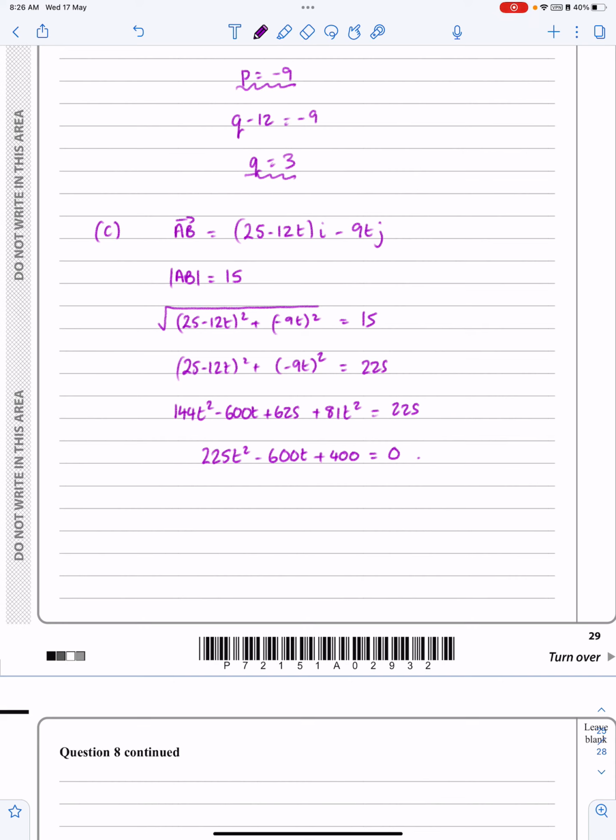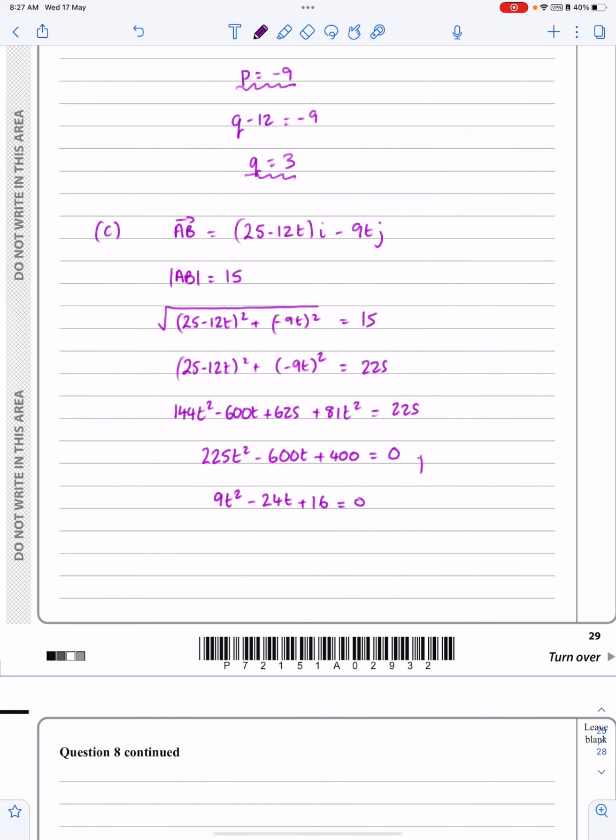a normal trick. One of the things they do is this is all going to divide by 6, or all going to divide by 10, or all going to divide by whatever. Try and find the biggest number that goes in. So I know 5 goes in, 10 doesn't, 15 doesn't, 25? Yeah, I think 25 goes in. Try it, and it comes to 9t squared minus 24t plus 16 equals 0.